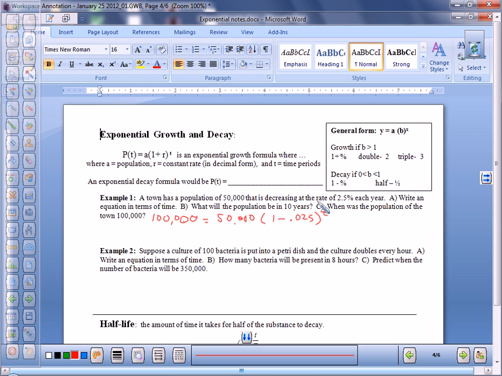Well, did you notice that all those problems we just solved were in exponential form? A base raised to an exponent equals an answer. That's all we had. We didn't have anything extra. This one has something extra here. How would I get rid of that 50,000? Divide it out. So if I divide this side by 50,000, I need to divide this side by 50,000. Okay, so what I get is 2 equals 0.975 to the t. Can you solve that now?